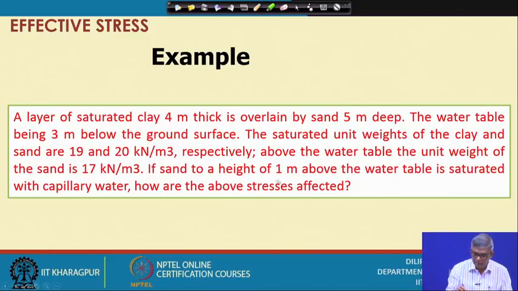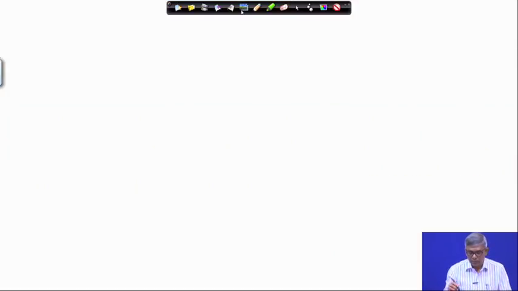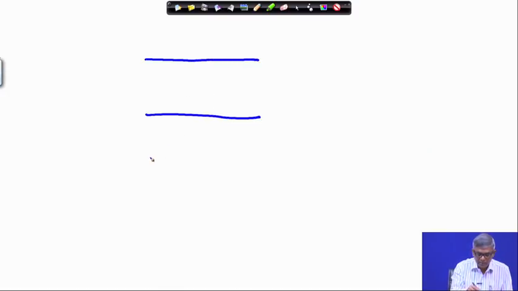So, this part I can discuss later on, but the other part we can do now. There is 5 meter sand, saturated clay 4 meter thick is overlain by sand 5 meter deep, and the water table being 3 meter below the ground, so these are the things I will take. Suppose this is 5 meter sand, and this is 4 meter clay, and water table 3 meter below the top. The unit weight here is 17, and these are 19 and 20. So, I have to go back.